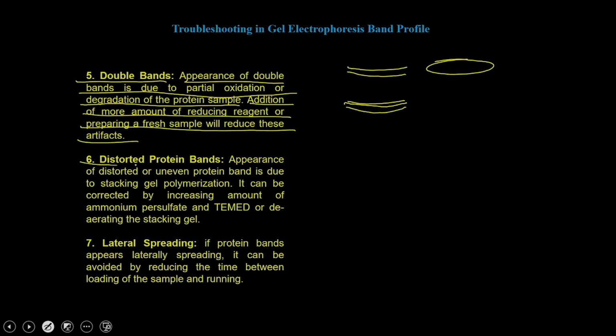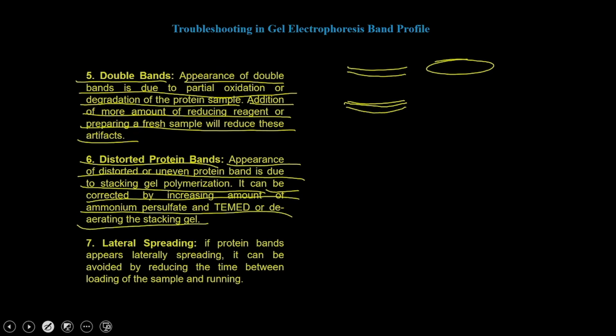Then you have the distorted protein bands. Appearance of distorted or uneven protein bands is due to stacking gel polymerization problems. It can be corrected by increasing the amount of ammonium persulfate or TEMED, or by accelerating the polymerization of the stacking gel.